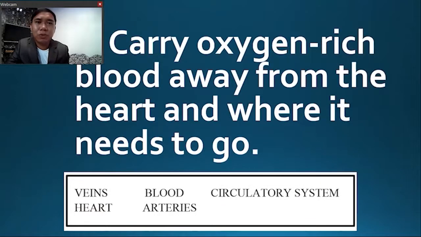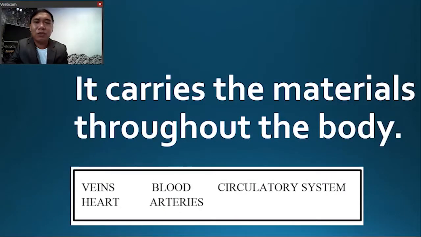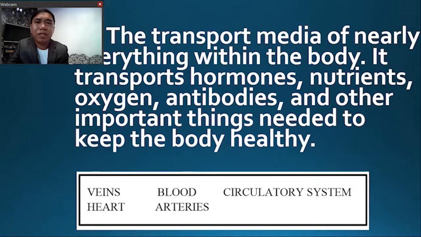Number two, carries oxygen-rich blood away from the heart and where it needs to go. So what do you think is the answer? The answer is arteries. If you got that again, congratulations. Next, it carries the materials throughout the body. So the answer for that is the blood. Next, the transport media of nearly everything within the body. It transports hormones, nutrients, oxygen, antibodies, and other important things needed to keep the body healthy. So the answer is veins. You got that correct answer? Very good.